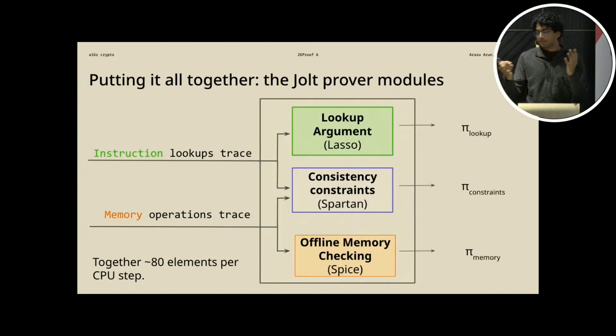Okay, so putting all of this together, we have a very modular Jolt prover. We again feed the trace of memory operations. The prover executes a program, feeds this trace of lookups and the memory operations to this Jolt prover, which has 3 modules for the lookup argument, the consistency checks, and the offline memory checks. And in total, it's about 80 elements per CPU step. I think if you go to 64-bit RISC-V, you go to 100-ish elements and so on. But basically, it's a very small number of elements, and you get 3 proofs at the end.